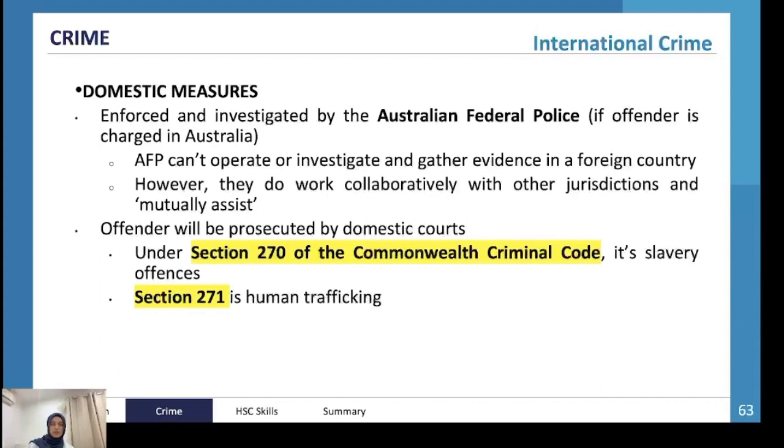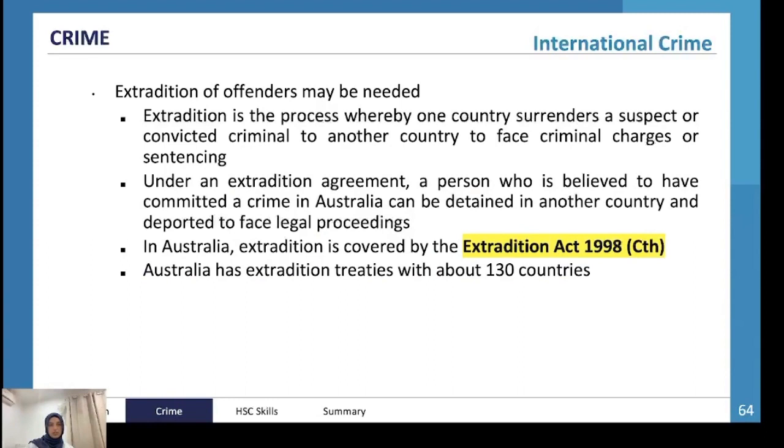International crime. So extradition of offenders may be needed. Extradition is the process whereby one country surrenders a suspect or convicted criminal to another country to face criminal charges or sentencing. Under the extradition agreement, a person who is believed to have committed a crime in Australia and then has escaped Australia and gone to another country, which is outside of Australia's jurisdiction, can't be charged in that other country. If that country detains them and deports them back to Australia to face legal proceedings, that is the process of extraditing an individual.